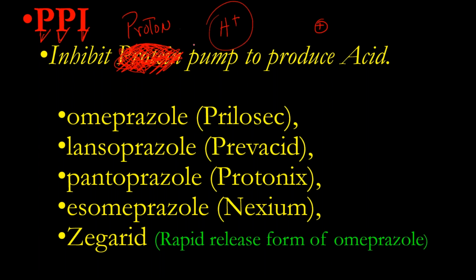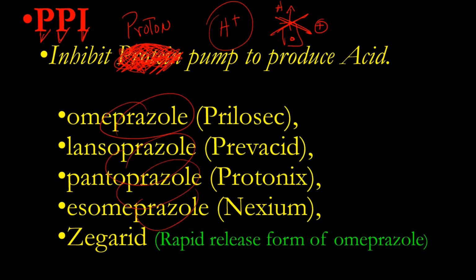So it's proton pump inhibitor. The proton pump, from the cells of the stomach, is going to pump out hydrogens into the lumen. So what the proton pump inhibitors do is inhibit the elimination or secretion of hydrogen. The suffix for that is prazole: omeprazole, lansoprazole, pantoprazole, esomeprazole. The most common is Prilosec.